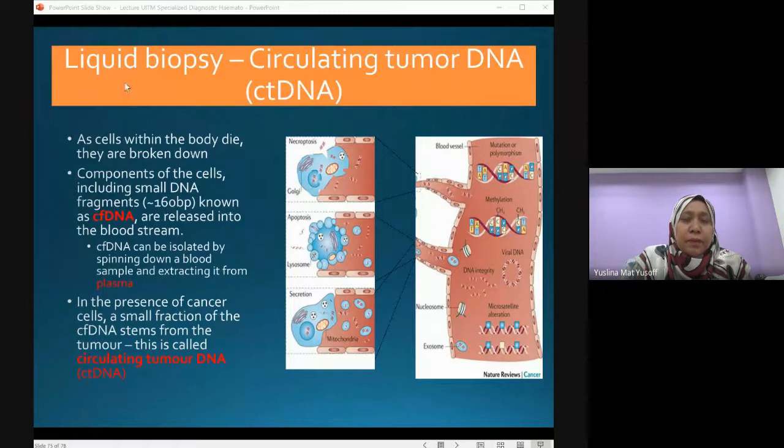So for example, in cancer, in hematological malignancy, we can detect this through circulating tumor DNA, because in our body, if the cells die, they are broken down. So components of the cells, which are very small DNA fragments that we call cell-free DNA, are released into the bloodstream. This is the concept. So we can isolate this cell-free DNA by extracting it from the plasma. And if the patient has cancer, we can detect a subset of this cell-free DNA, which is called the circulating tumor DNA.